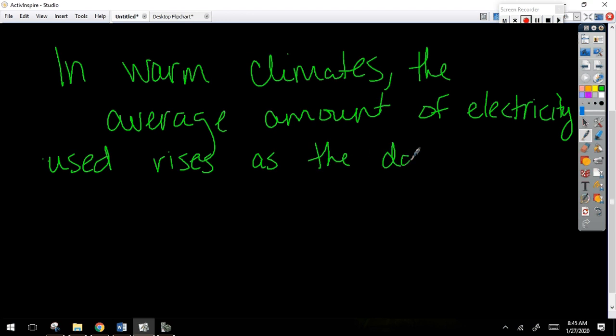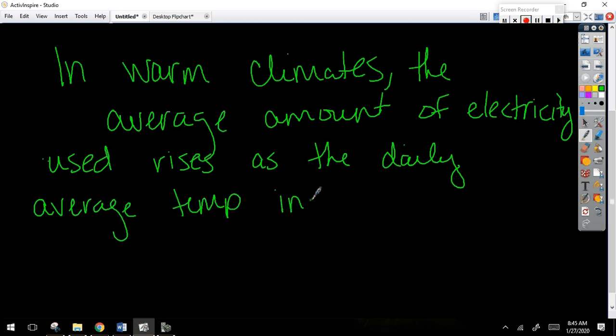as the daily average temperature increases. I know y'all hate word problems, so that's why we're spending a little bit of time. Why are they called problems? All right, in warm climates, the average amount of electricity used rises as the daily average temperature rises, okay?